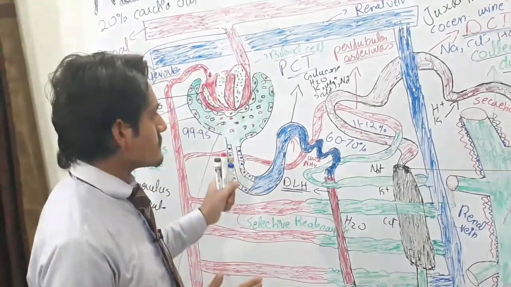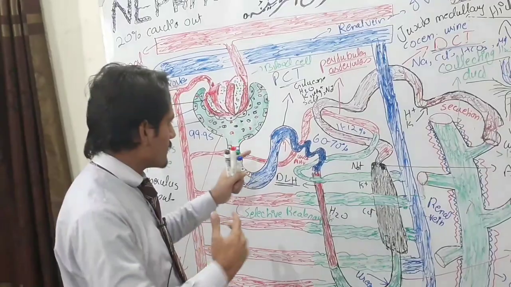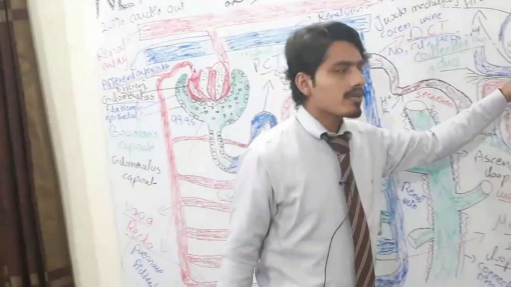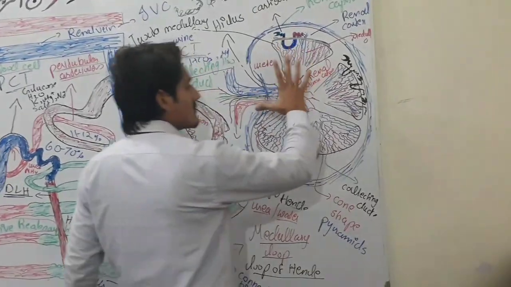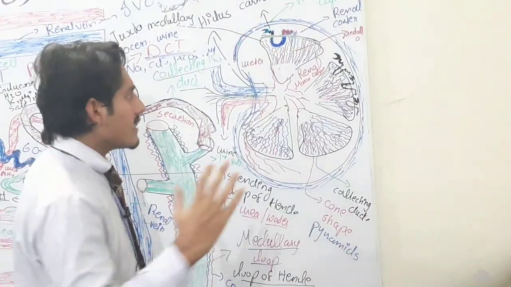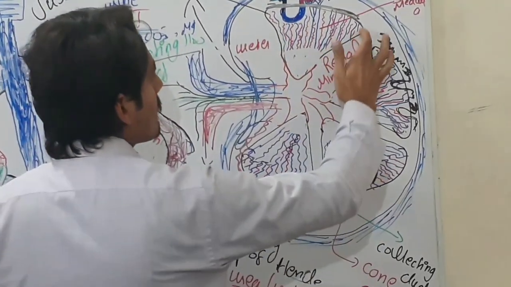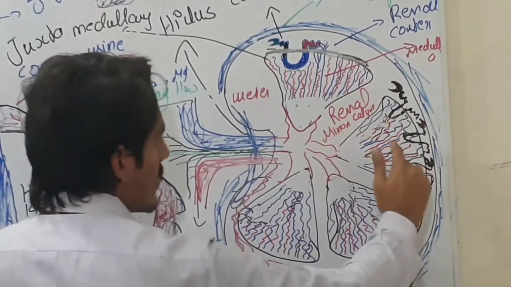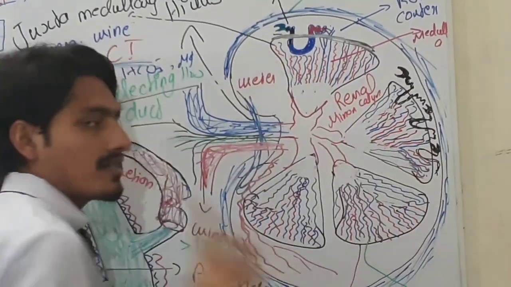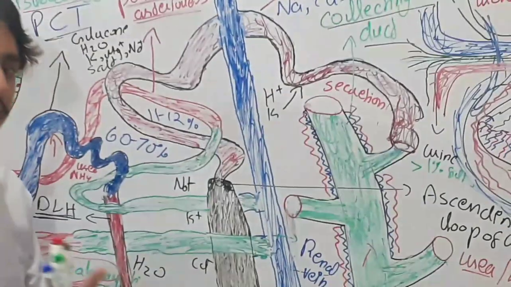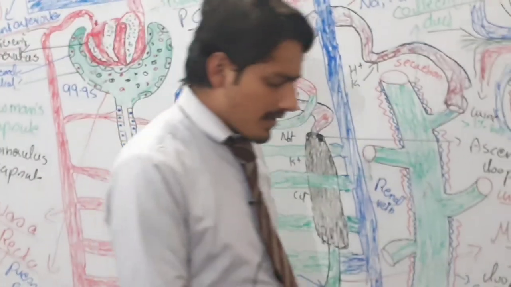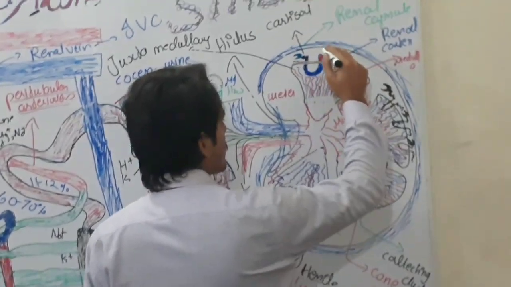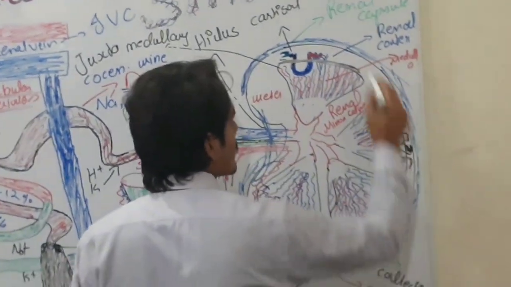Okay, let's see where the structure of the nephron is present in your kidney. There is your kidney, and you see there are pyramid-shaped structures present in each kidney. Basically, we divide the kidney into three basic parts. The first one is called the renal capsule. This one is the renal capsule.